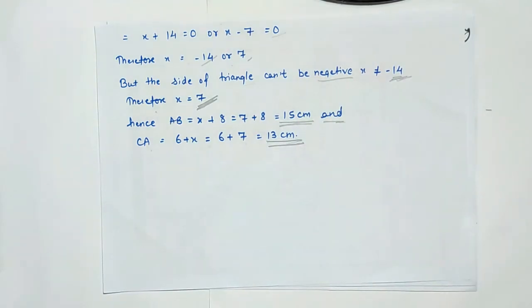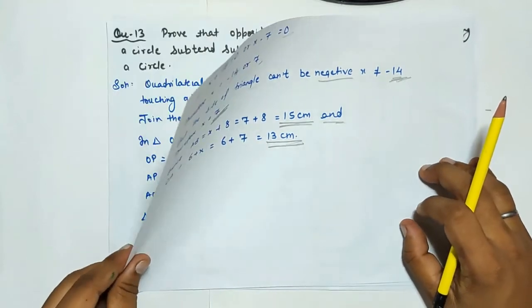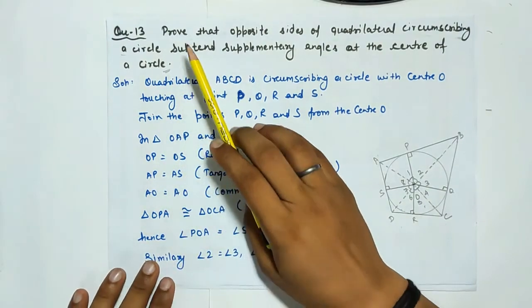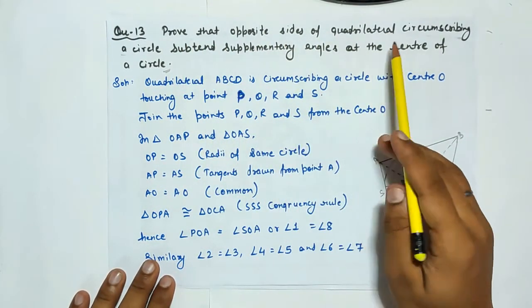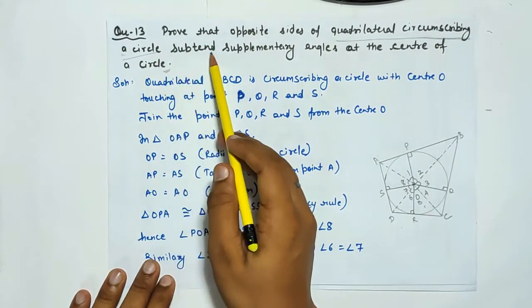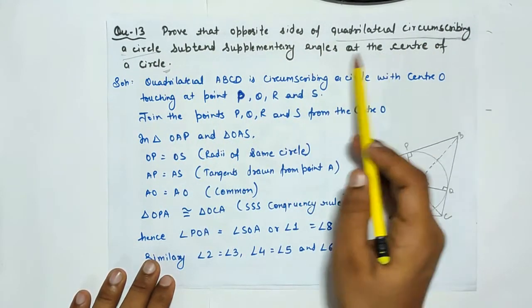So this is all for question number 12. This is the last question of this video and this exercise 2, question number 13, which says: prove that opposite sides of a quadrilateral circumscribing a circle subtend supplementary angles at the center of the circle.